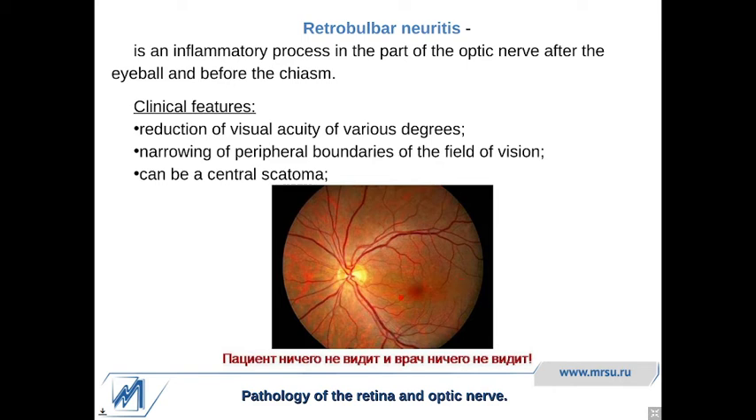On the picture here, you see the normal view of the fundus, the normal view of retina and optic disc. In Russian, for those who cannot read, I try to translate. Here you see the phrase that the patient sees nothing and the doctor sees nothing. It means that we cannot see any changes on the fundus, on retina, vessels, optic disc. It looks normal because the problem is behind the eyeball. But problems with visual field and visual acuity, of course, come because the optic nerve suffers.